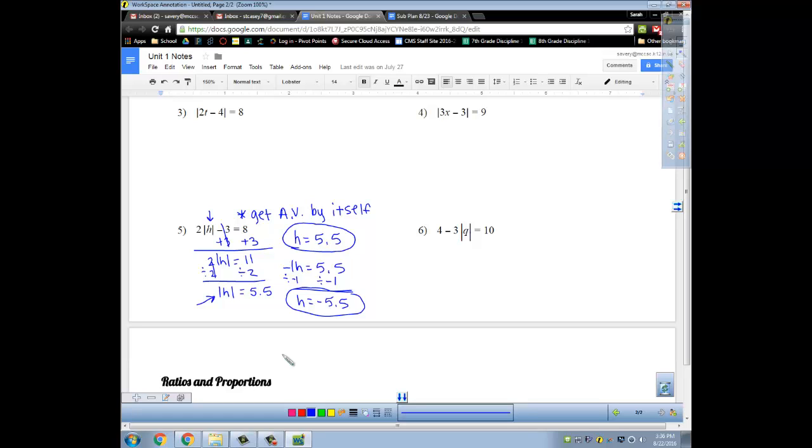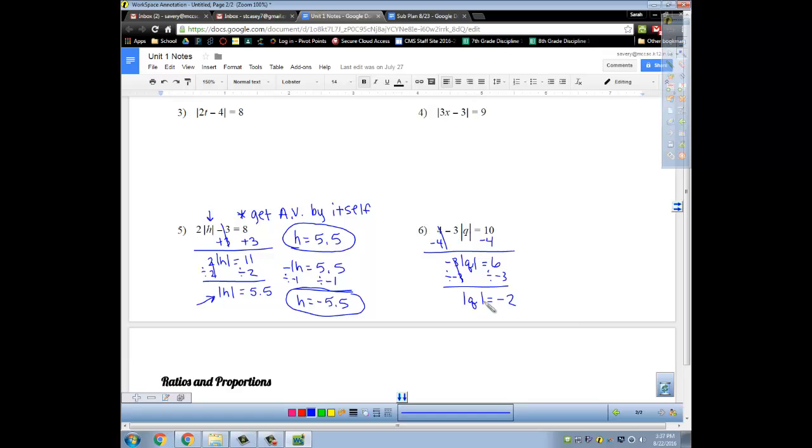Number 6, I need to start by getting that absolute value sign part by itself. So I'm going to get rid of this 4 first. Some people wanted to do 4 minus 3. We can't do that because this has a q, the 4 doesn't. They're not like terms. So subtract 4 from both sides to get negative 3 absolute value of q equals 6. Divide both sides by negative 3 to get absolute value of q equals negative 2.